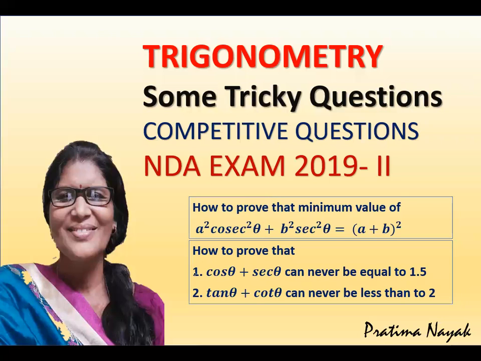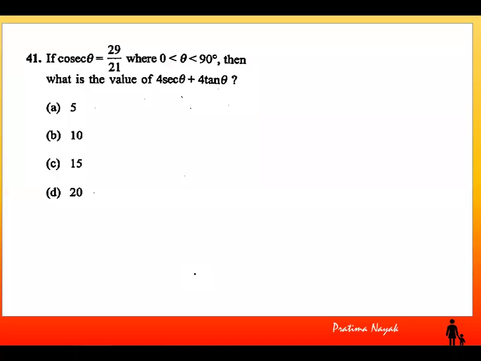Hi everyone, I'm Pratima. Today we'll do some more trigonometric questions, some tricky questions which are asked in many competitive examinations. I have taken some questions from NDA and other examinations. So let us start. First question: if cosec theta is equal to 29 by 21, where theta is between 0 and 90 degrees, then what is the value of 4 sec theta plus 4 tan theta?